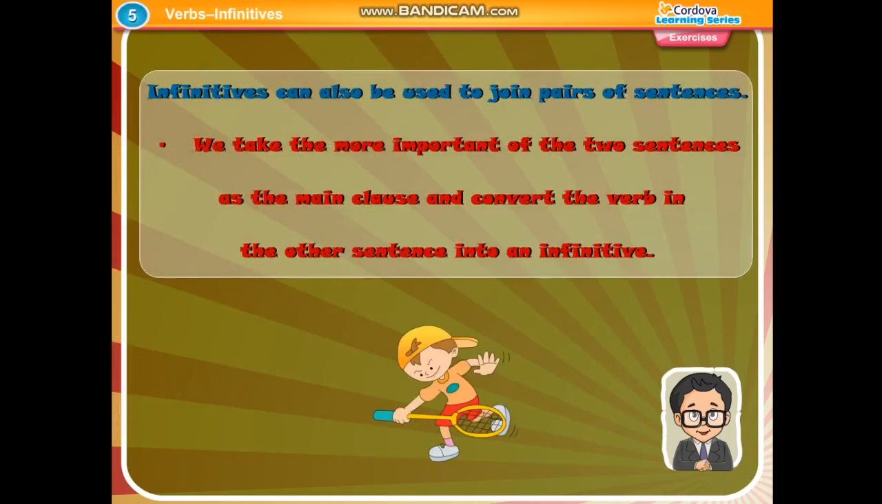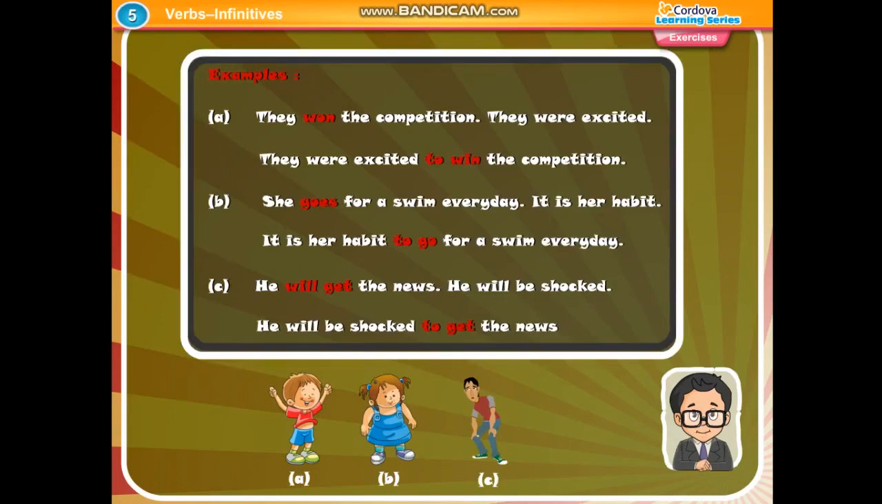Infinitives can also be used to join pairs of sentences. We take the more important of the two sentences as the main clause and convert the verb in the other sentence into an infinitive. Examples: they won the competition. They were excited. They were excited to win the competition. She goes for a swim every day. It is her habit. It is her habit to go for a swim every day. He will get the news. He will be shocked. He will be shocked to get the news.